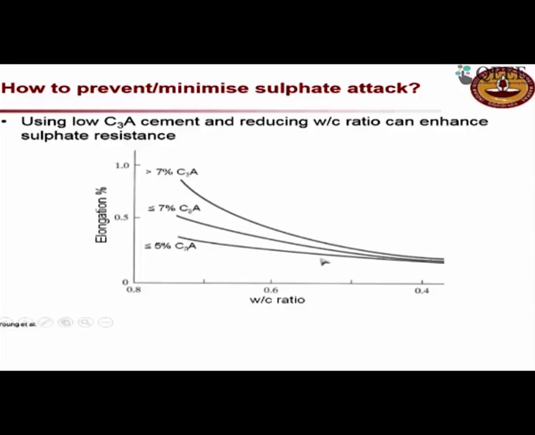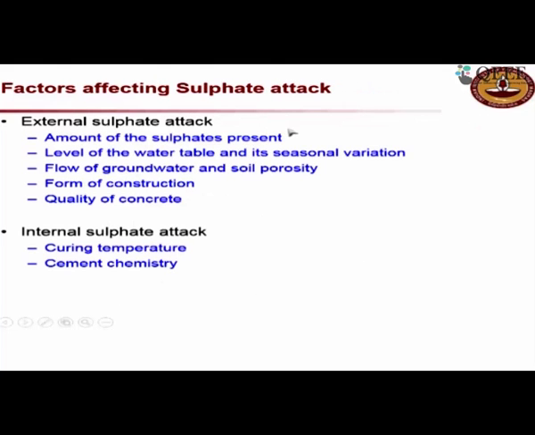So this graph here, the bottommost line indicates that as the water cement ratio is decreasing, as you go to the right on this graph, water cement ratio is decreasing, and this is the sulfate resistant cement, so you can have minimum elongation. So the key point here is use low C3A cement and reduce the water cement ratio. If you are doing both of these, then you can have very good resistance against sulfates.